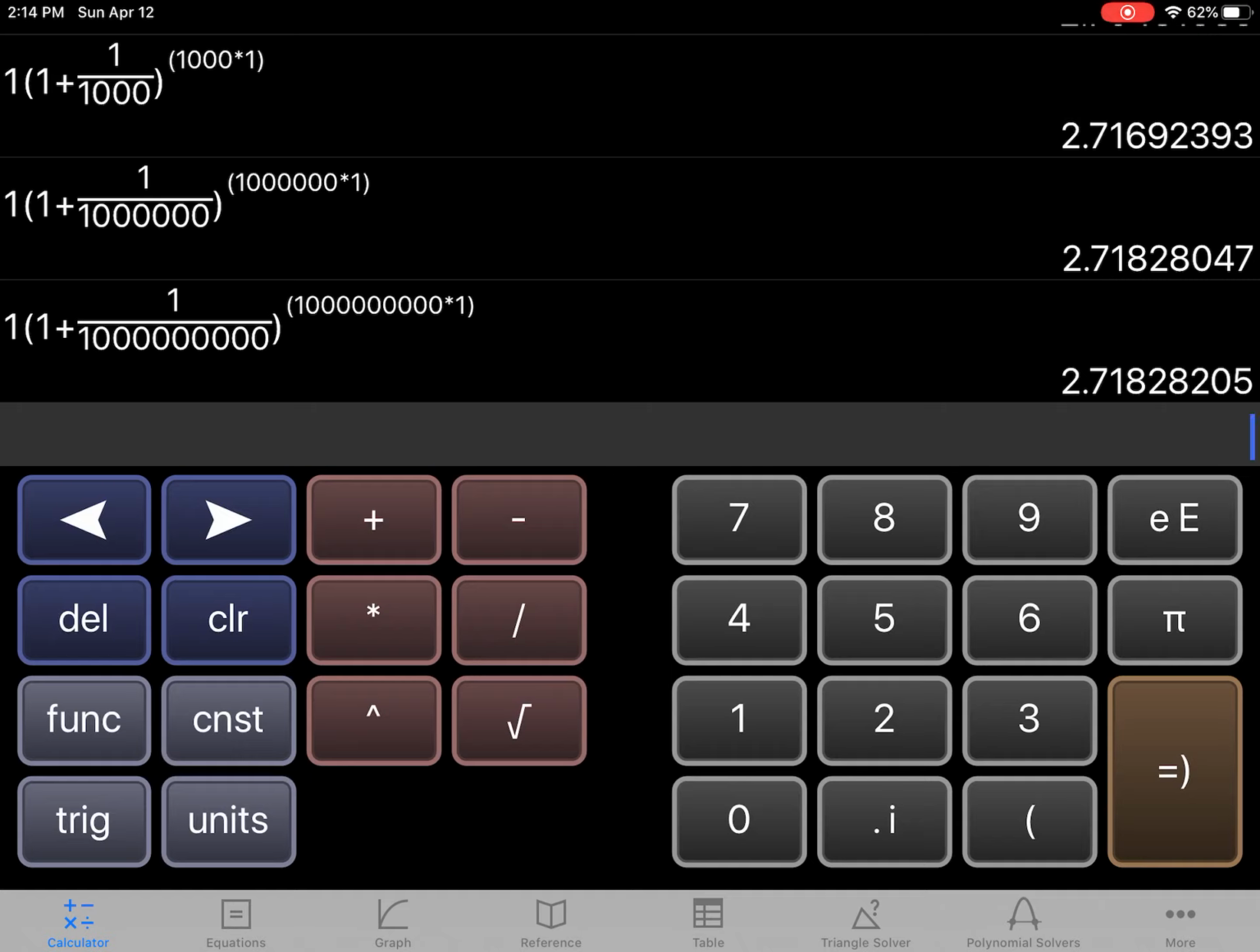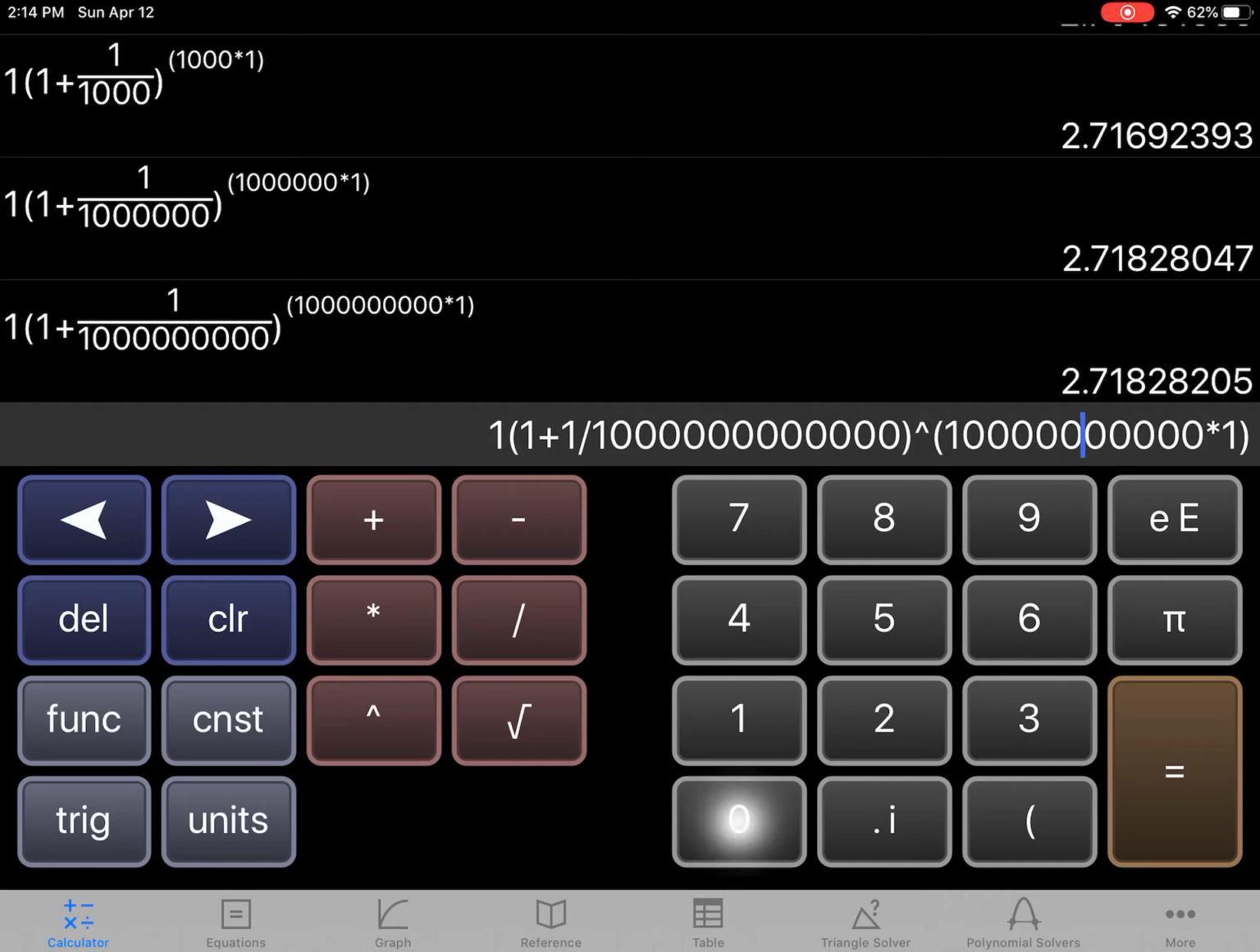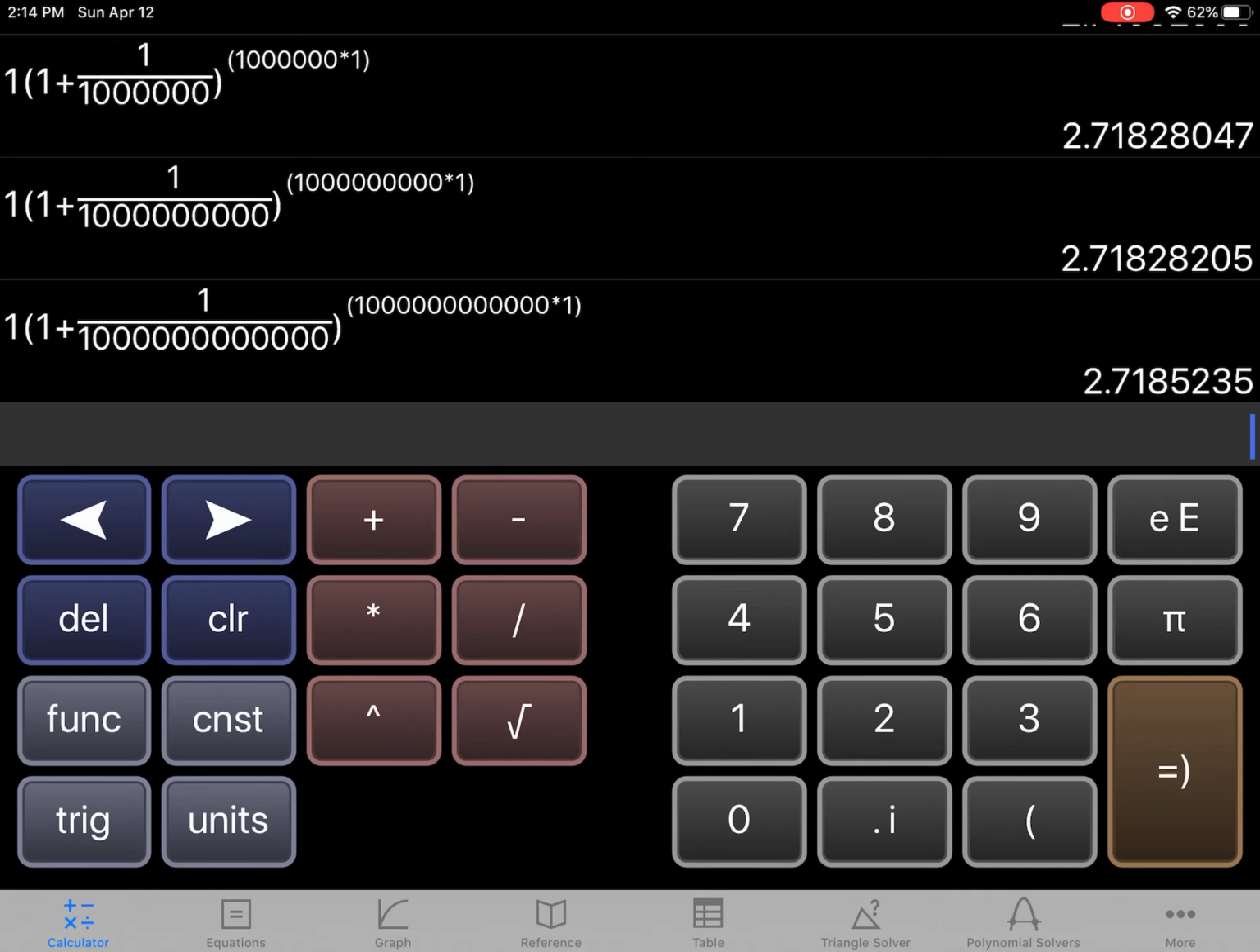And what if we go to 1,000,000,000,000 times a year? So 3 more zeros. All right, and so on that one, we have to go all the way to the 6th decimal to start seeing change there. So it seems like the change is really slowing down. And so this is what e is.